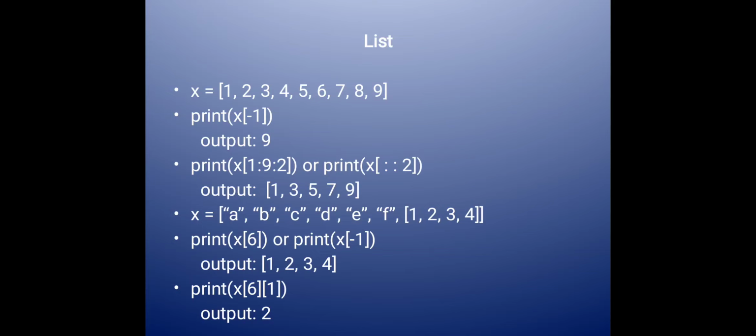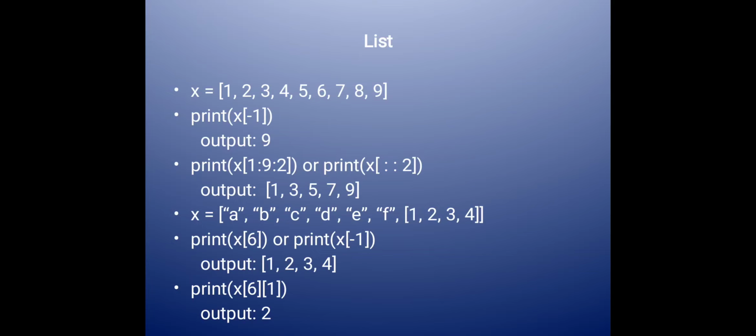Okay, then x is equal to a list of values 1, 2, 3, 4, 5, 6, 7, 8, 9. Then print of x of minus 1. The output will be 9. That means x of minus 1 is negative indexing. So here the indexing starts from right to left. So the index of the last element will be minus 1. So the output will be 9.